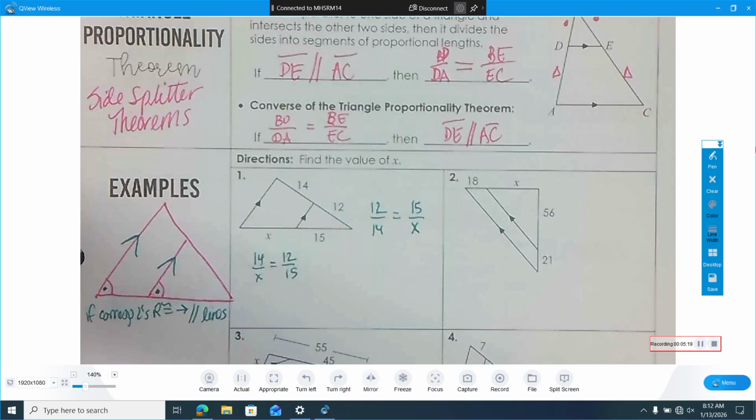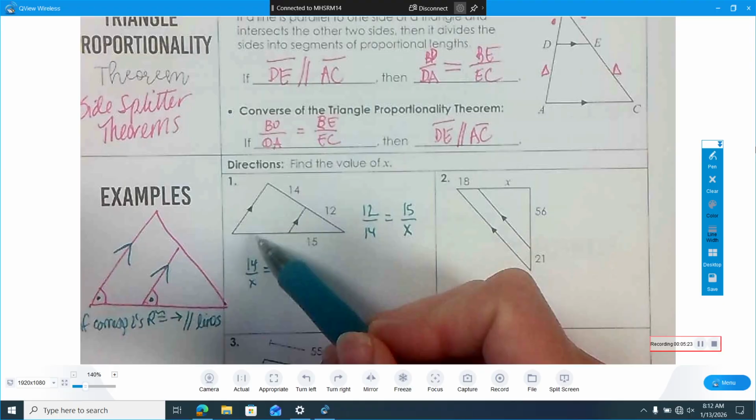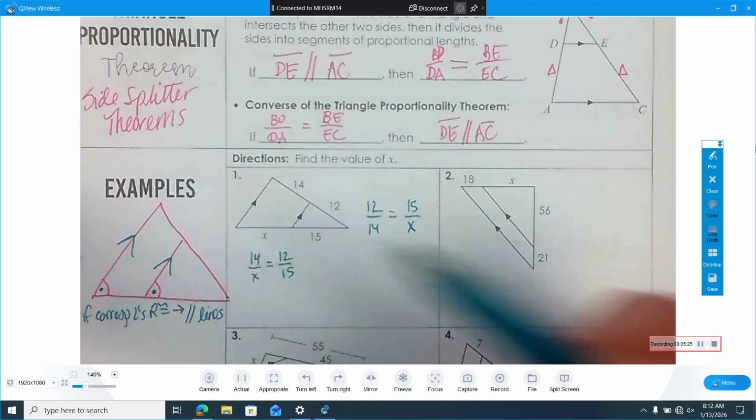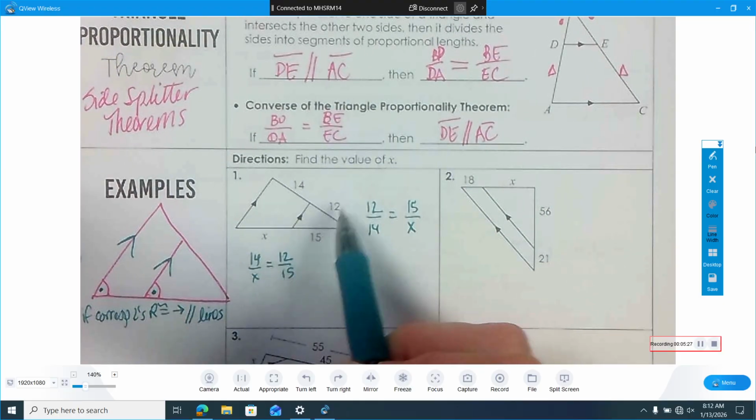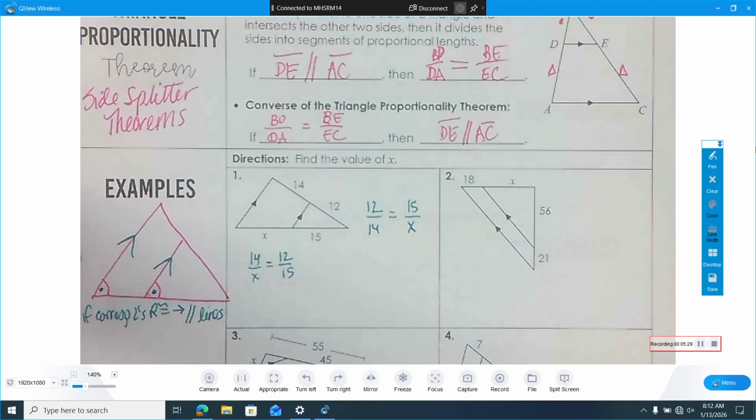There's a billion ways to do it right and one way to do it wrong. Okay? So we did little piece over little piece and top piece over top piece. Or you can do right over left and right over left. It all works. It's kind of amazing. I love proportions. All right.